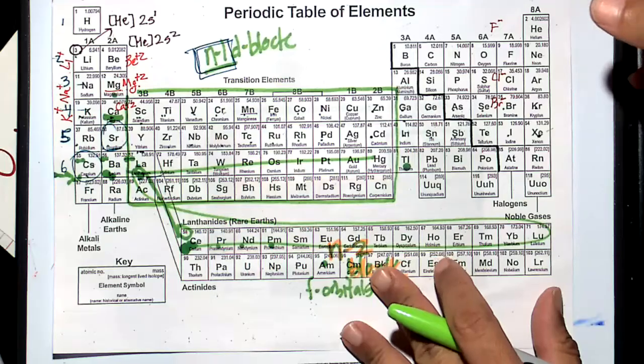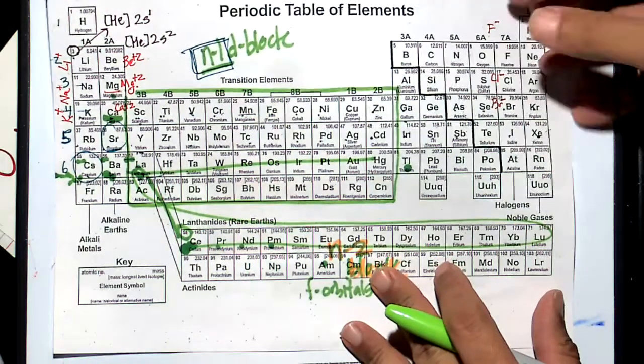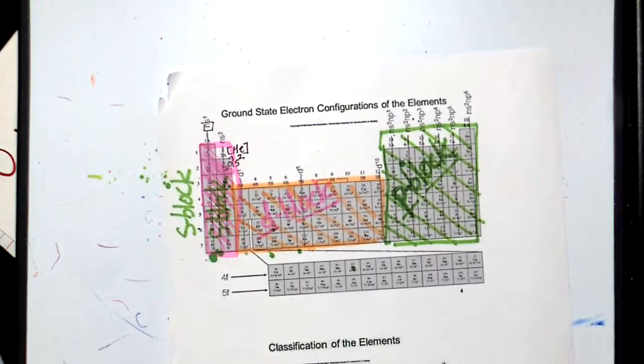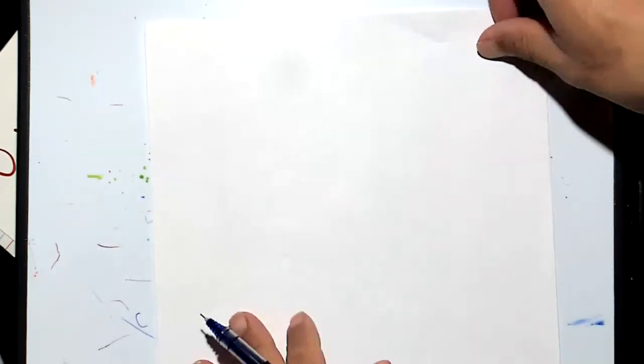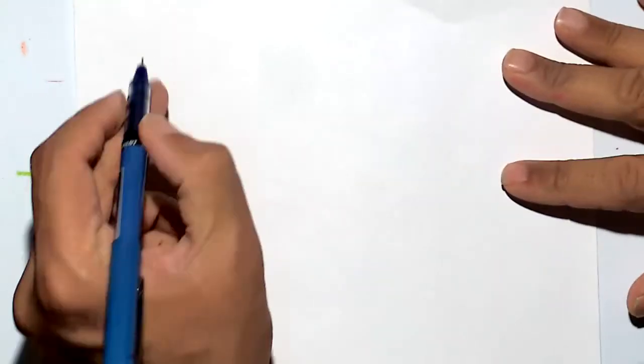All right, for the last 20 minutes or so of class, let's talk about trends. Okay, trends. So I'm going to draw my little periodic table skeleton. Okay, so here's my little periodic table.